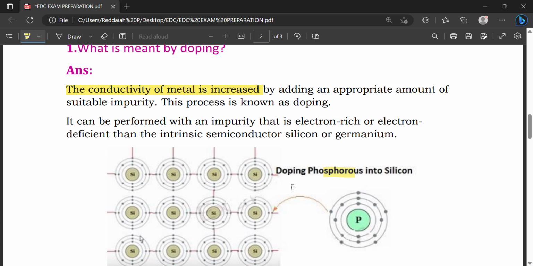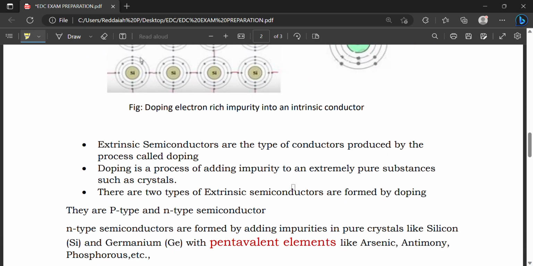Simply, what is meant by doping? Adding trivalent or pentavalent impurities to a semiconducting material to form p-type and n-type material is called doping. Extrinsic semiconductors and intrinsic semiconductors are the types of semiconductors produced by the process called doping. That is also another answer. Semiconductors like intrinsic and extrinsic semiconductors are formed by the process of doping.